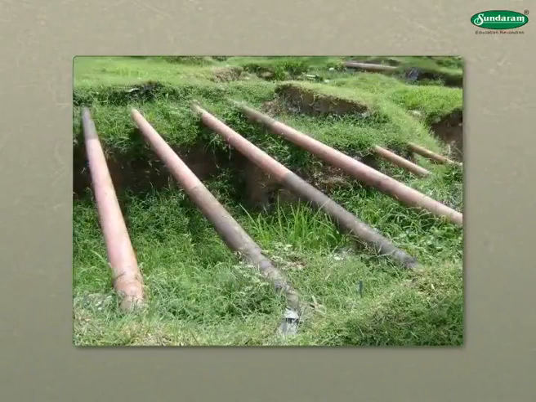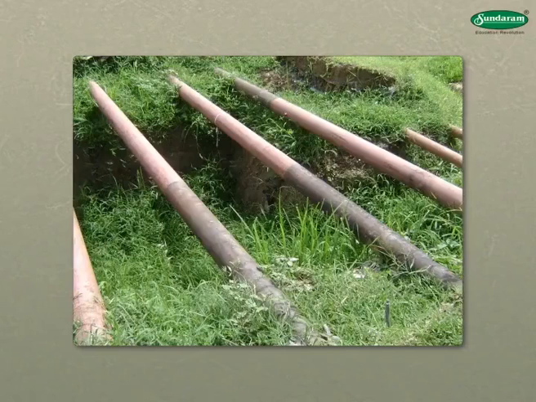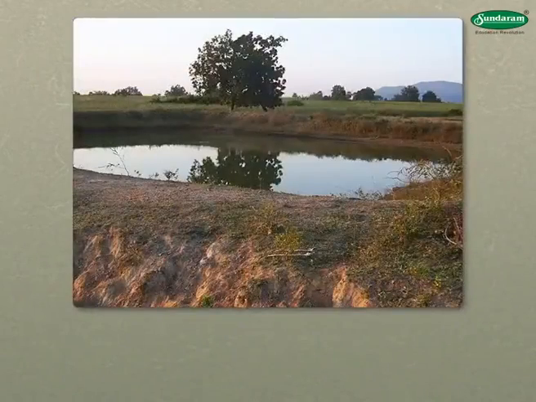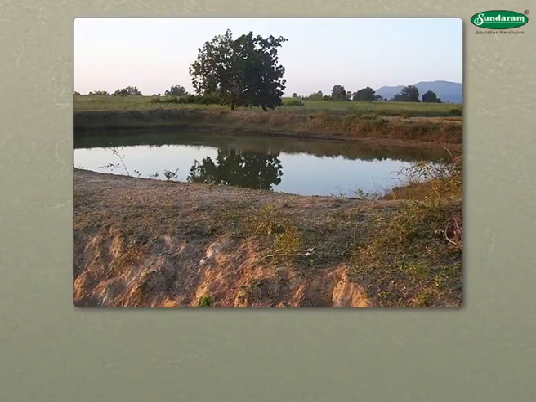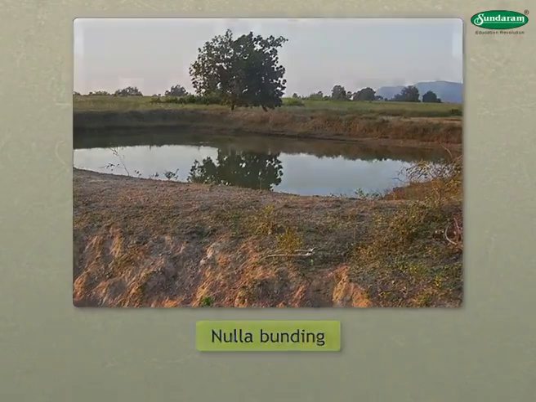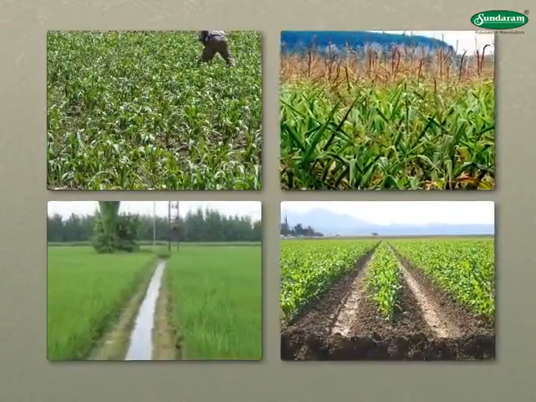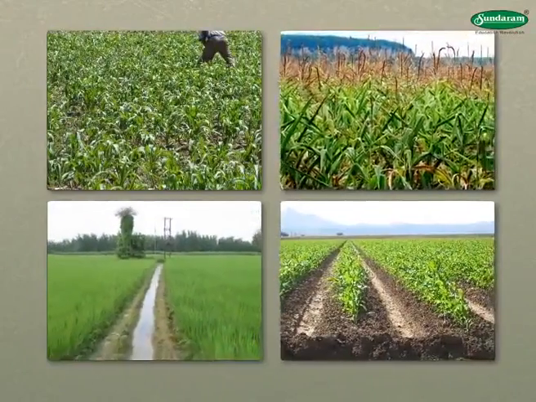If lateral trenches are dug at regular intervals across sloping ground, the flowing rainwater collects in these trenches and seeps into the soil. At the same time, the soil flowing with water is also collected in the trenches. This is called nalla bunding. Various crops can be grown using this technique.